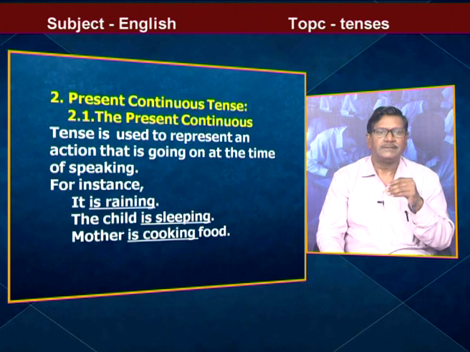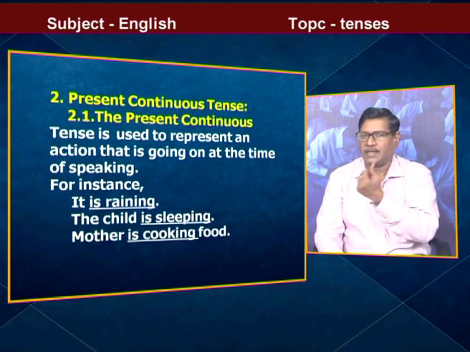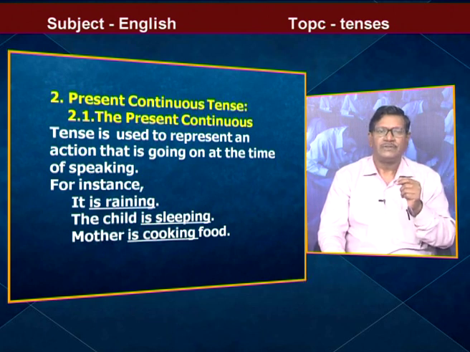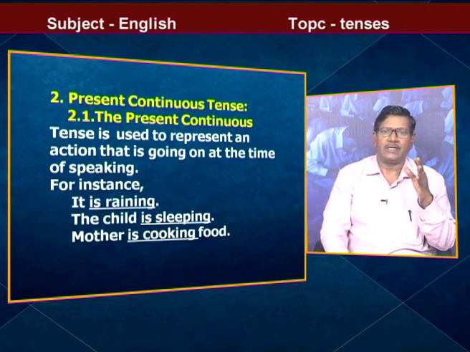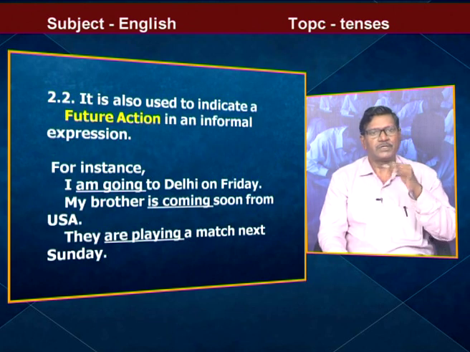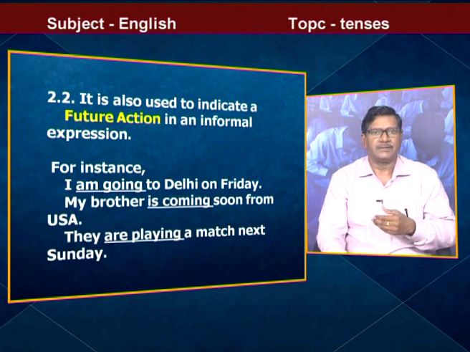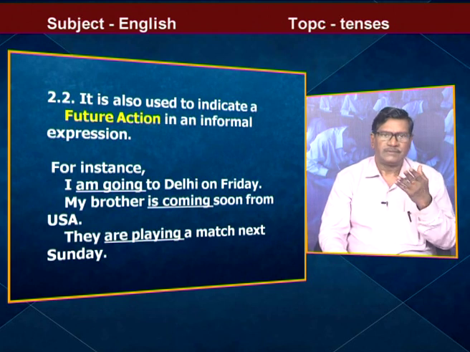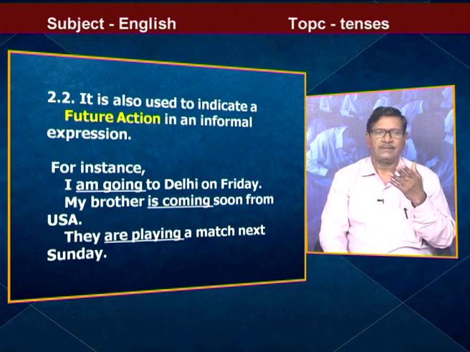It is raining. The child is sleeping. Mother is cooking food. All these things happen at the time of speaking. So, present continuous tense is used to represent an action that is going on at the time of speaking. It is also used to indicate a future action in an informal way. So, let us see some examples for that.